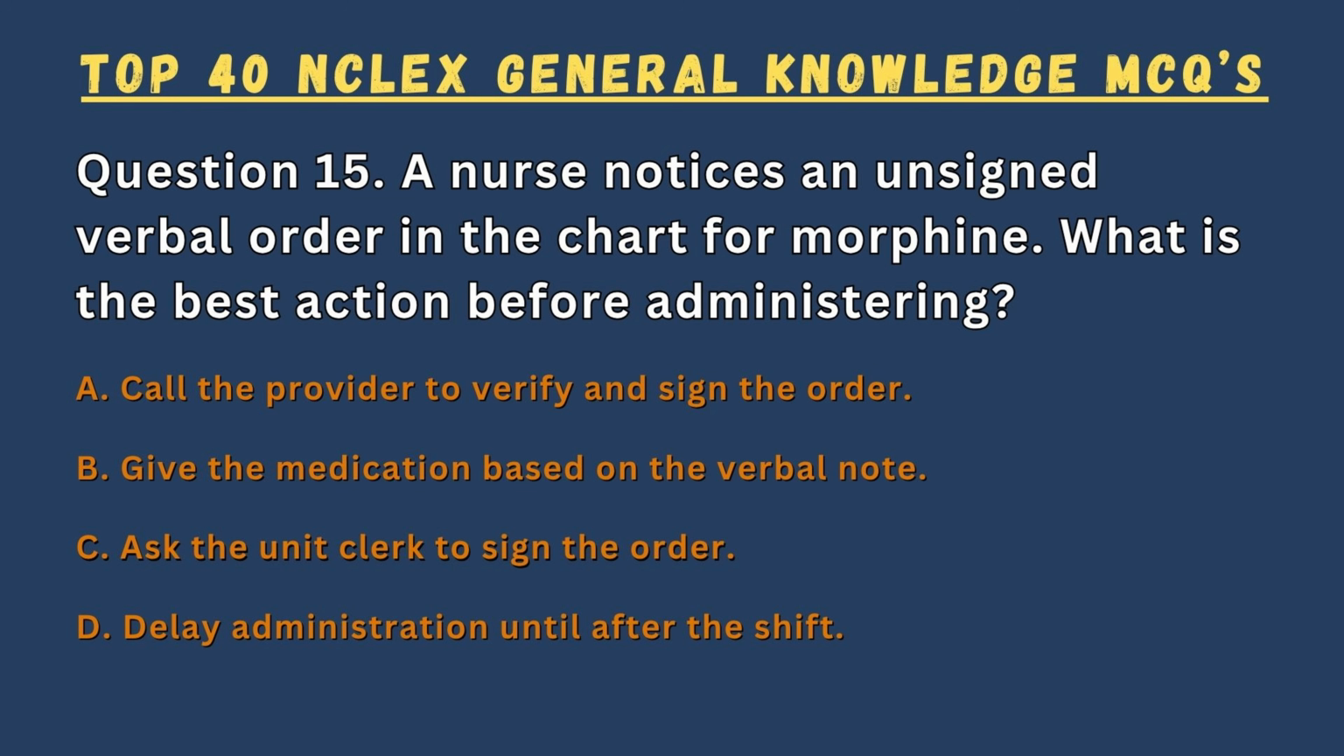Question 15. A nurse notices an unsigned verbal order in the chart for morphine. What is the best action before administering? A. Call the provider to verify and sign the order. B. Give the medication based on the verbal note. C. Ask the unit clerk to sign the order. D. Delay administration until after the shift.